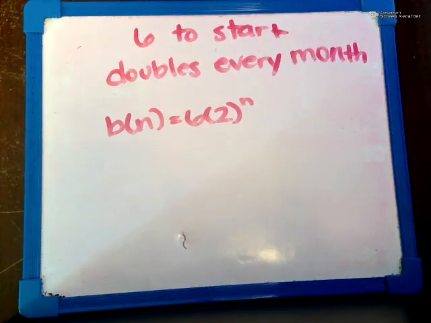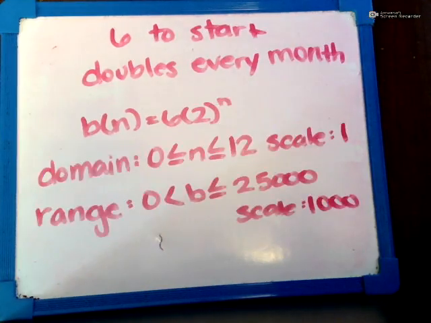Anya is studying the growth of a beetle population. She observes that the beetle population doubles every month. Anya begins the project with 6 beetles. The situation is modeled by the function b of n equals 6 times 2 to the power of n, where n is the number of months and b is the number of beetles. If you want to find the beetle population in 1 year, what is a reasonable domain and range and the scale of each? Pause the video, figure it out.